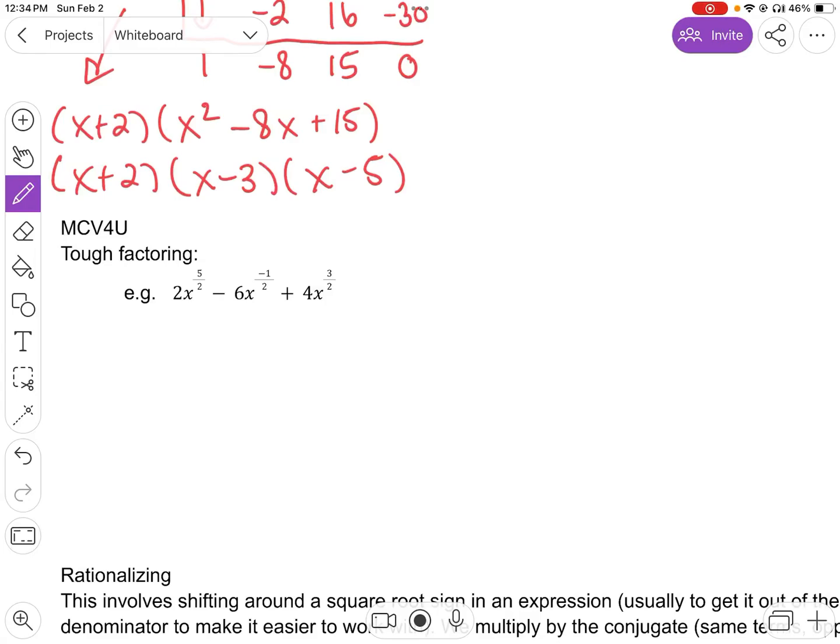All right, so continuing with the second page of our note here, we've got another tough factoring one. You'll notice that the exponents are all fractions. So what to do when we have a situation like this? I'll just make a little note here. What we're going to do is factor out the lowest power of x. That's a good strategy to start these.